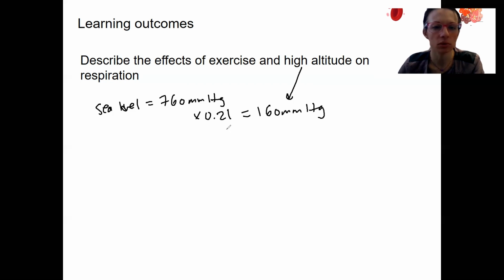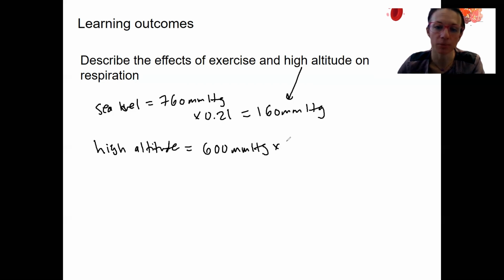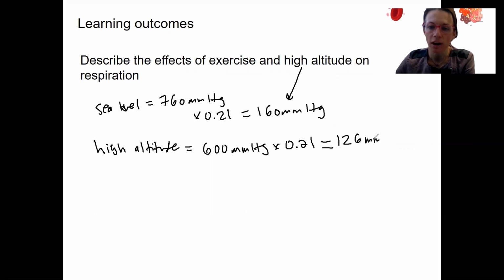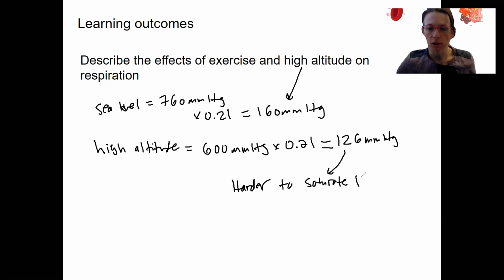Go up to high altitude. Let's say we're at 600 millimeters of mercury total. There's less pressure up at high altitude. So this one is 126 millimeters of mercury. It's lower, right? That's the point. It's going to be harder to get oxygen. If you just travel up to this level without acclimatizing, there's going to be fewer oxygen molecules available for hemoglobin. Hard to saturate hemoglobins.